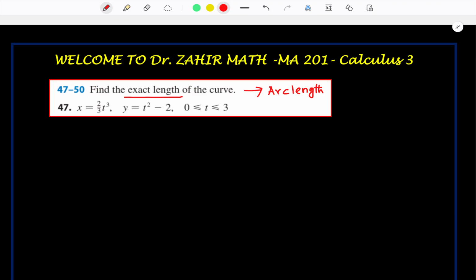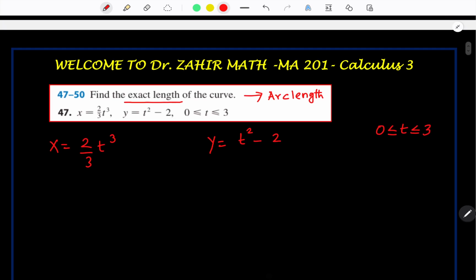So for the parametric equation, x equals 2/3 t cubed, and y equals t squared minus 2, and the t values lie between 0 and 3. Right, so what's the formula for arc length? Let me write the formula. Arc length L is equal to the integral from a to b of the square root of (dx/dt)² plus (dy/dt)², dt.